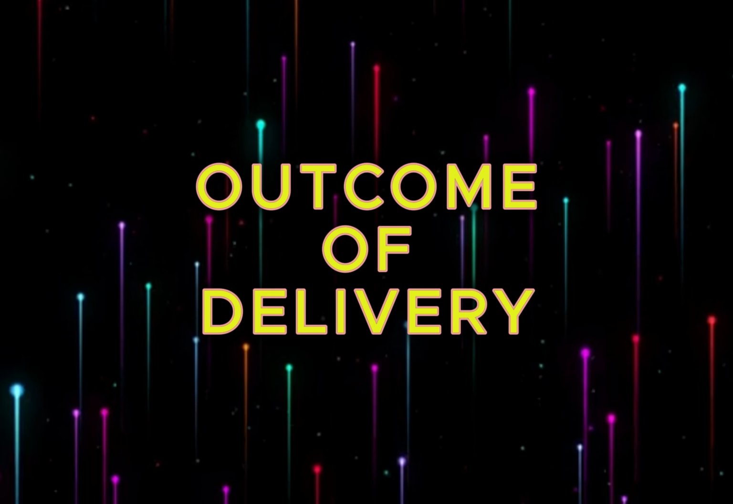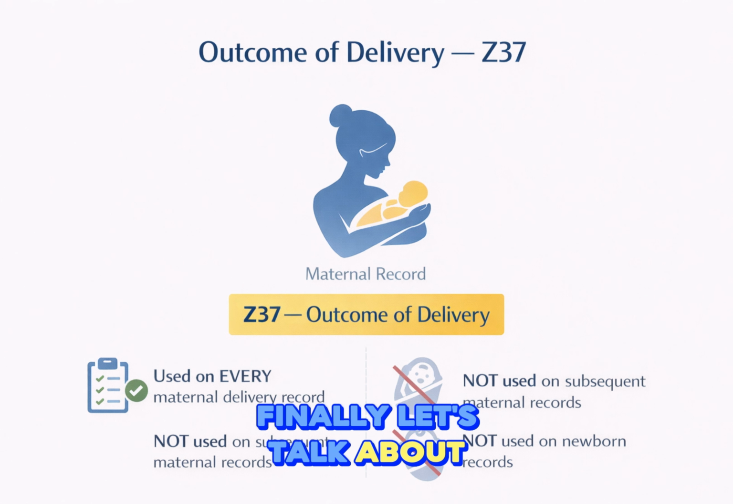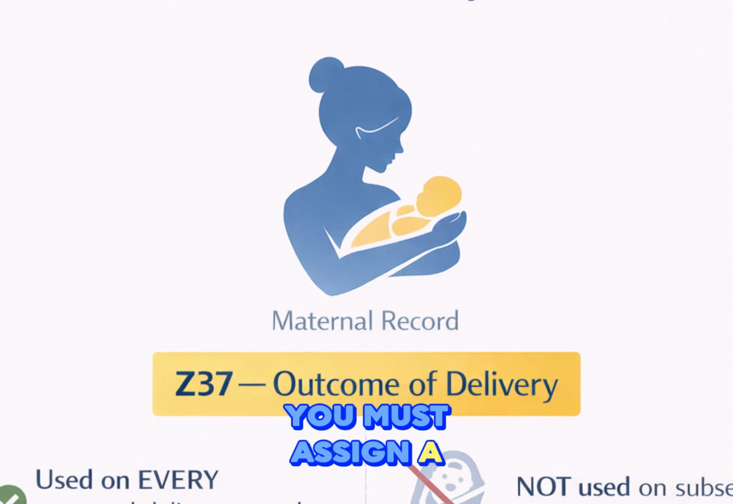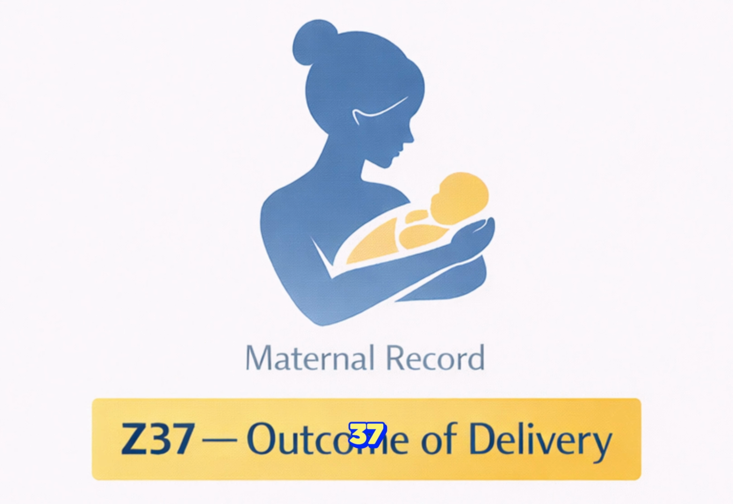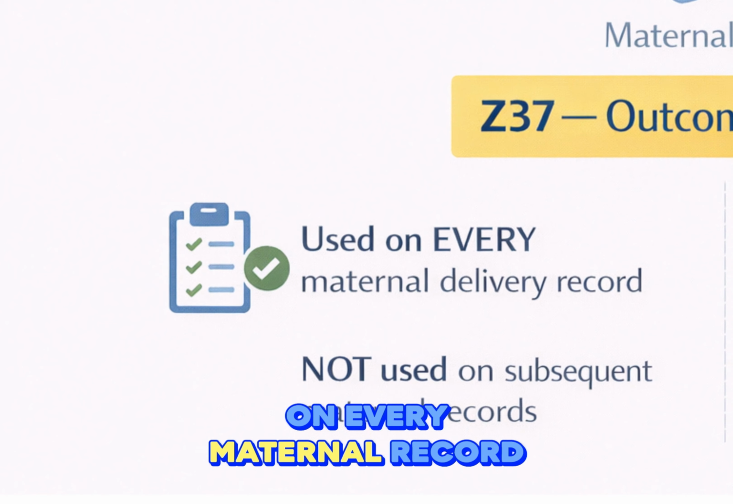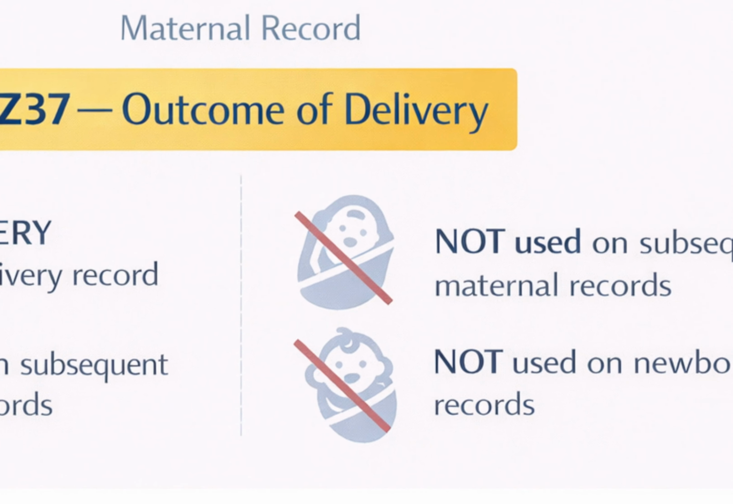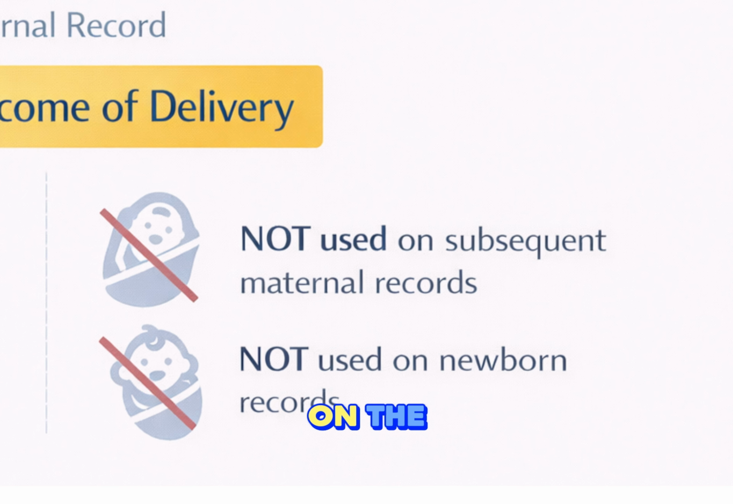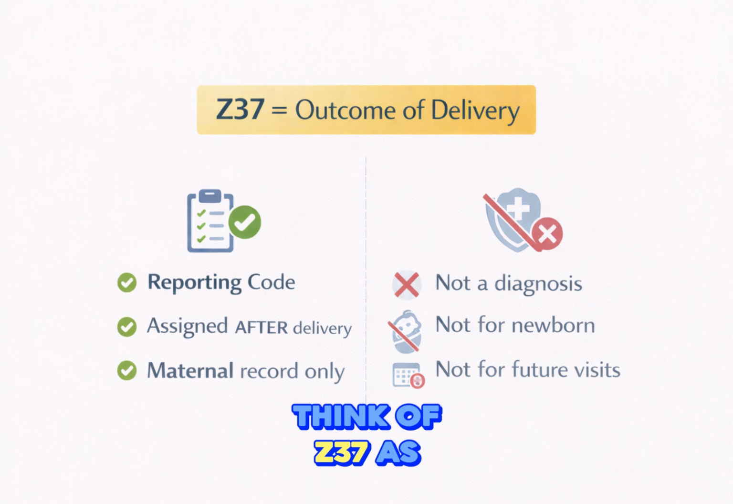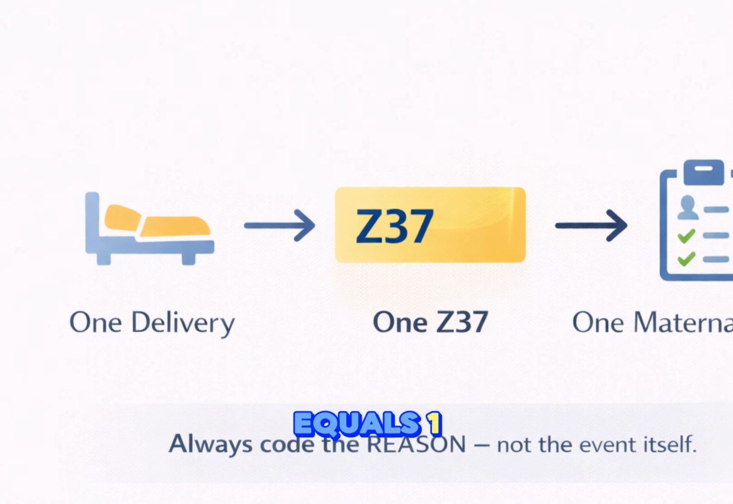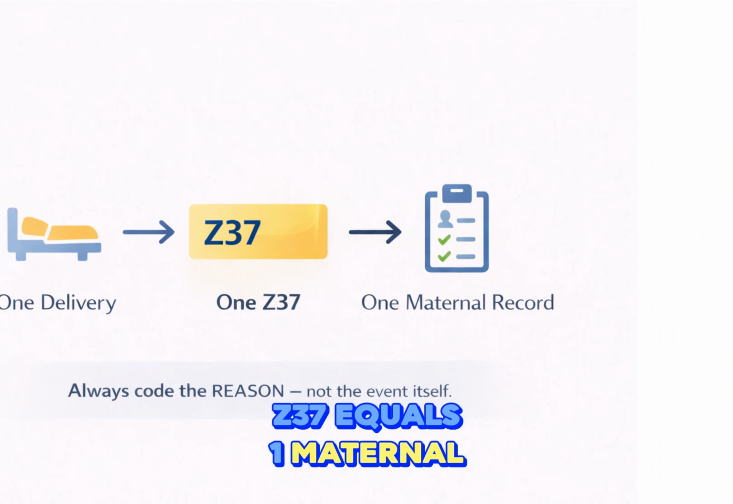Outcome of delivery. Finally, let's talk about outcome of delivery. Whenever a delivery occurs, you must assign a code from category Z37. Important rules: Z37 codes are used on every maternal record when a delivery occurs. They are never used on subsequent maternal records. They are never used on the newborn's record. Think of Z37 as a reporting code, not a diagnosis. Memory tip: one delivery equals one Z37 equals one maternal record only.